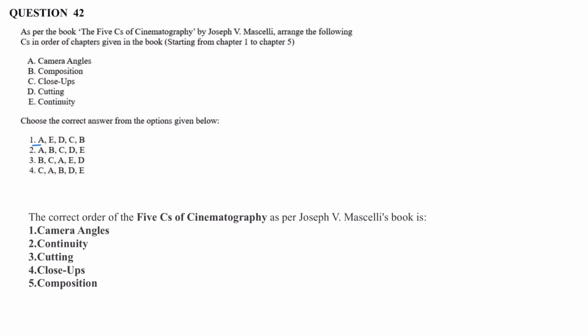Next question. As per the book, The Five C's of Cinematography by Joseph V. Mascelli, arrange the following C's in order of chapters given in the book. The correct order of 5 C's in cinematography is camera angles, continuity, cutting, close-ups, composition. Correct answer is A, E, D, C, B. Option 1.